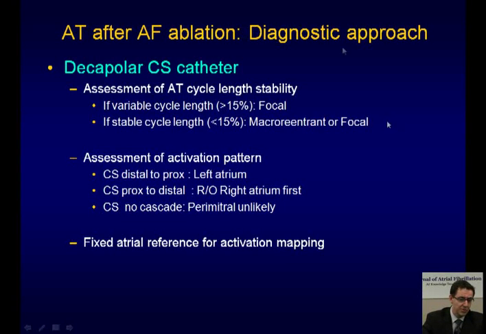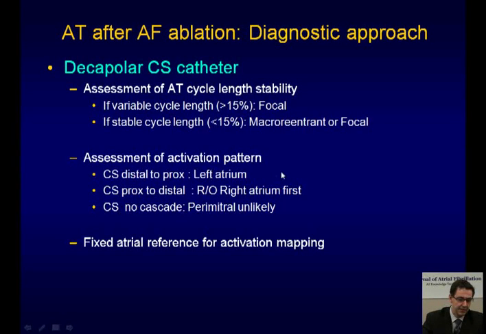The diagnostic approach to these tachycardias includes the positioning of a decapolar CS catheter. This is important for three aspects. First, to evaluate the cycle length stability of the arrhythmia. The reason is, if there's a variable cycle length of more than 15%, then a focal site for the arrhythmia should be looked for. However, if there is a stable cycle length, then a macro reentrant or a focal source can be the diagnosis.